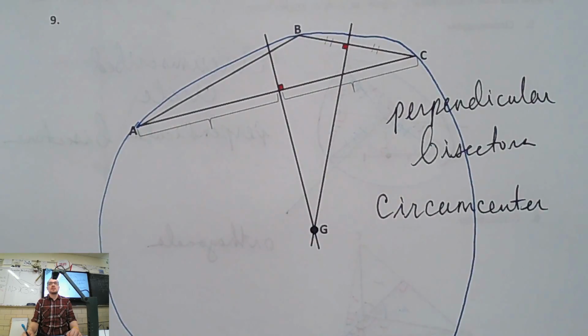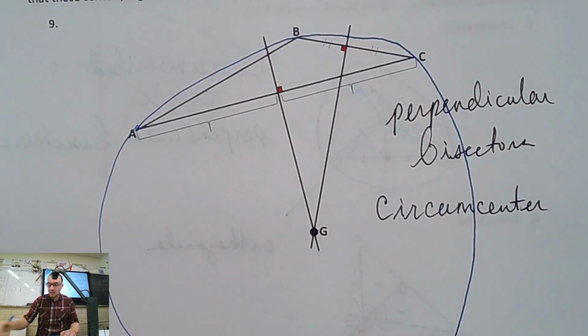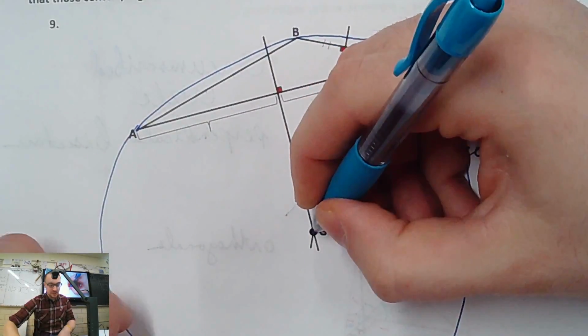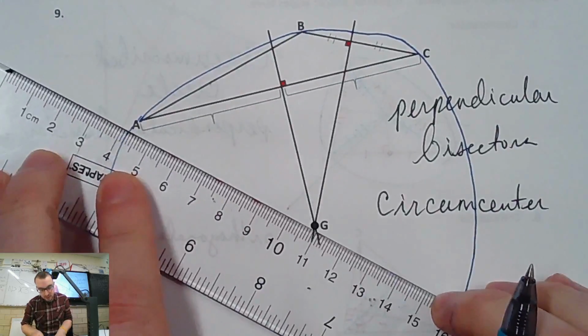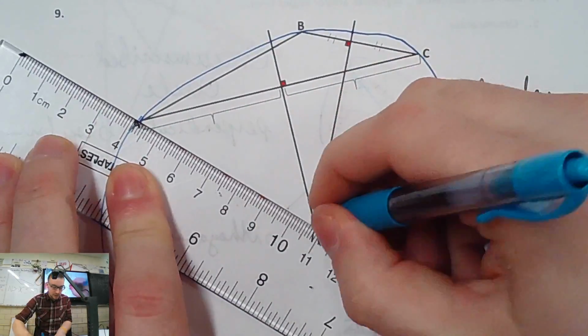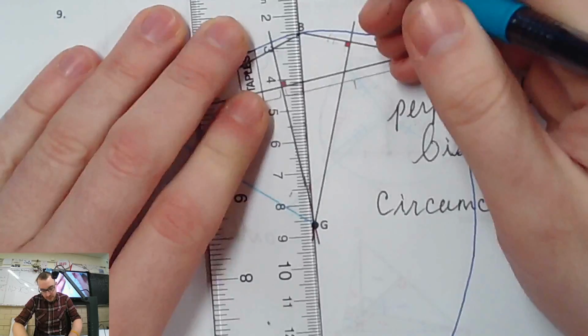What do all circles have? Centers, and what else? Radii. So the radius of this circle is like G to A or G to B or G to C, right? Those are all going to be radii, which means if they're all radii, what's true about their lengths? They're all the same, right?